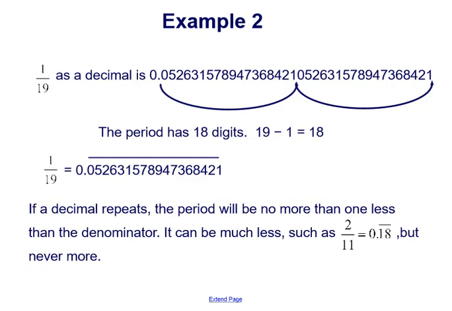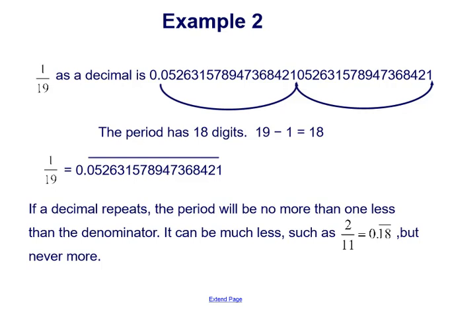If we convert the fraction 1/19 to a decimal, it would be 0.052631578947368421. We can see that this is a repeating decimal where the period or cycle has 18 digits. It would be consistent with the denominator of 19, minus 1, which is 18. So it can have at most 18 digits. In this case, it does.